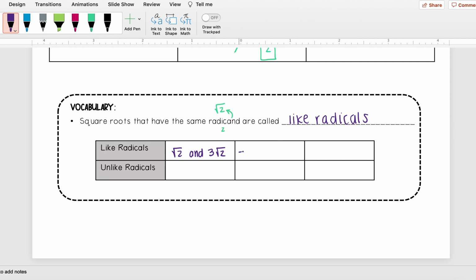Another example would be negative 6 square root of 15 and 7 square root of 15. Those are like radicals since they have the same thing underneath. We can even have variables underneath that radical. So let's say I had the square root of ab squared and 4 times the square root of ab squared. Those would be like radicals. So all these like radicals I can add and subtract together.